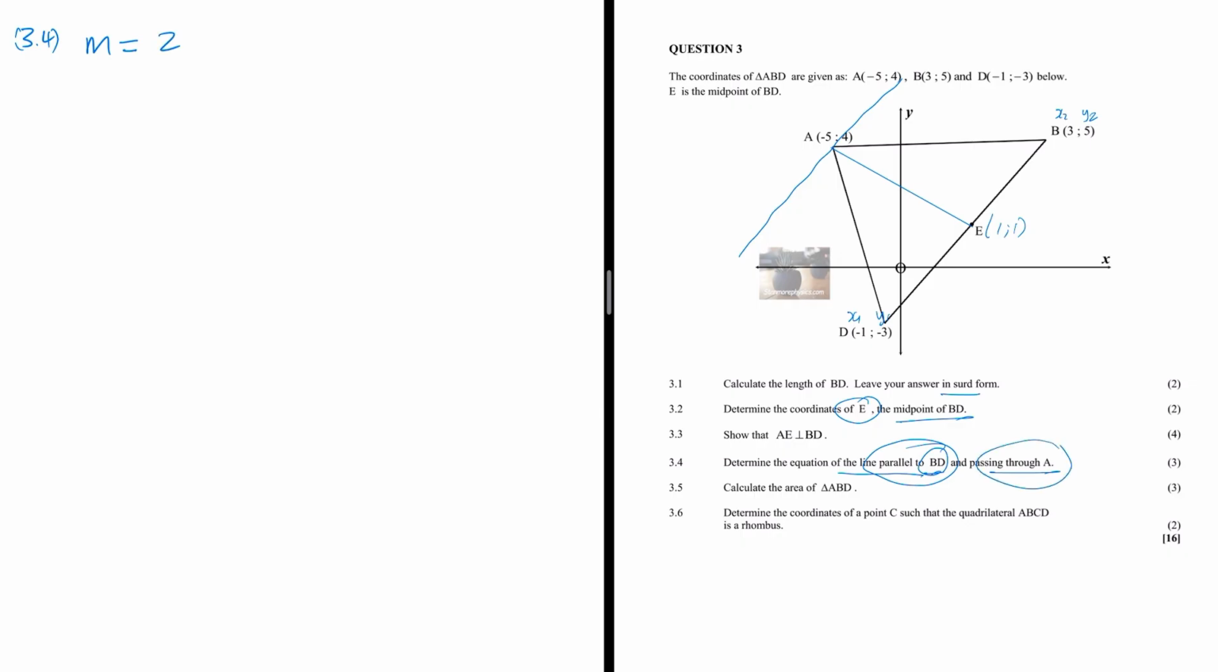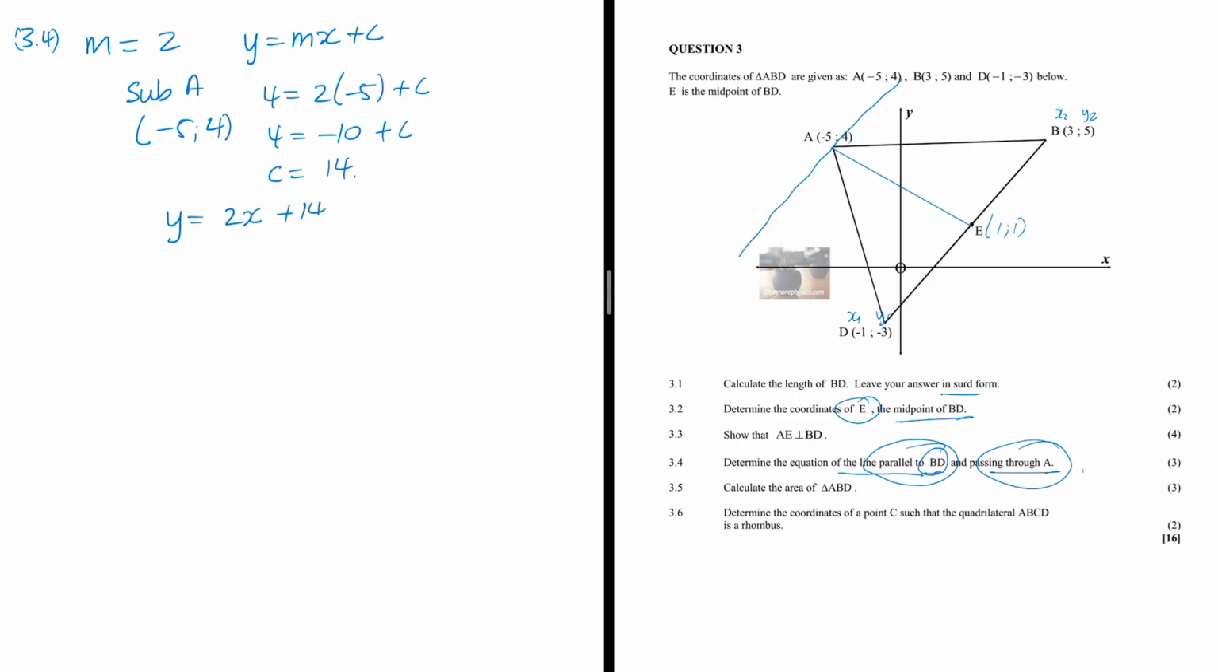And it passes through A, so all we need to do is substitute point A. Now we know that the equation of a line is y equals mx plus c. Let's substitute A, which is minus 5 and 4. So we'll say 4 is equal to 2 into minus 5 plus c. That means 4 is equal to minus 10 plus c. C is equal to 14. That means the line is going to be y is equal to 2x plus 14.